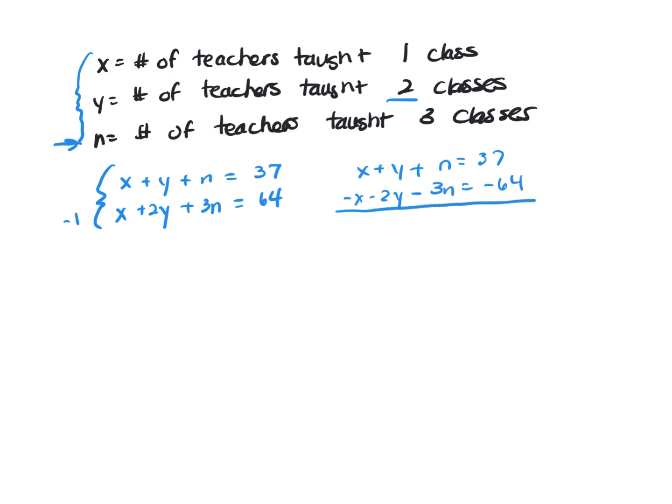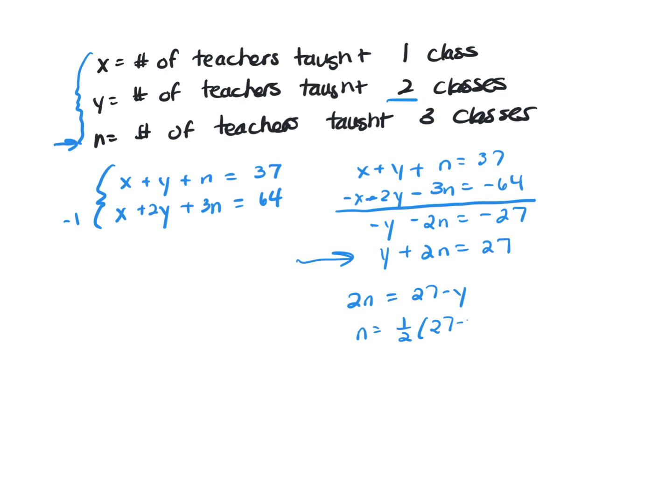This is called elimination. I'm not sure if you remember that back from your school days or not. Now add these 2 together, and the x's fall out, and you're left with -y minus 2n equal -27. I don't like all those negatives, so I'm going to multiply every term on both sides by -1. Now we're trying to find the least and highest values of n. So let's solve this equation for n. 2n equal 27 minus y. N equal 1/2 times 27 minus y.